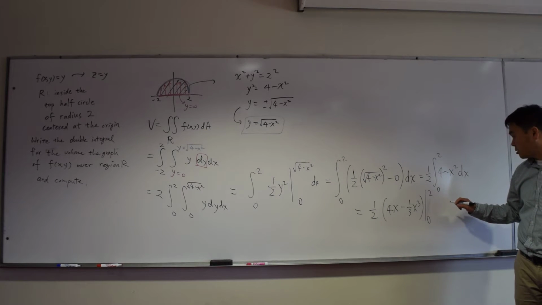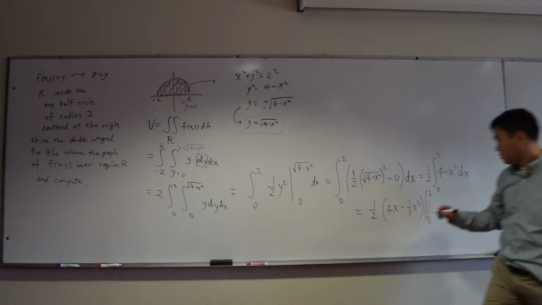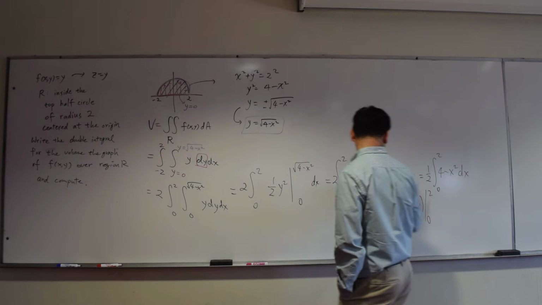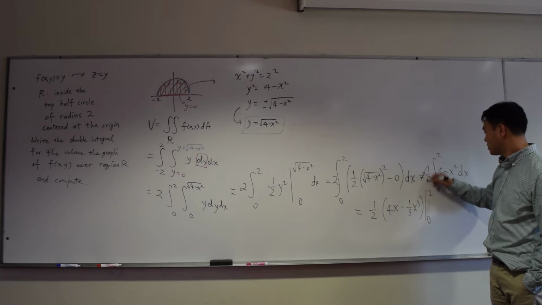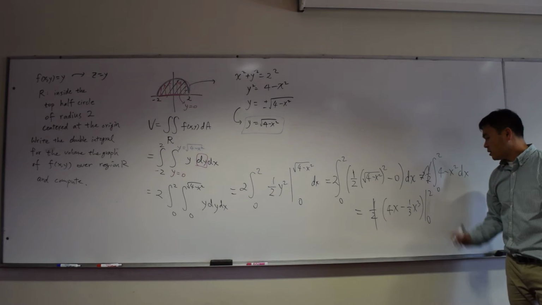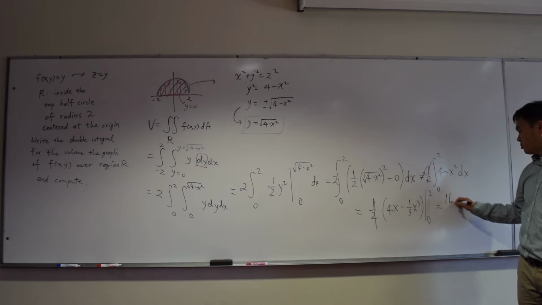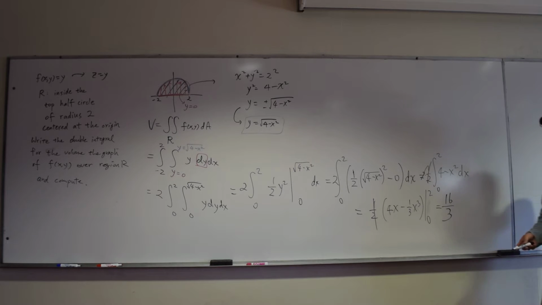You lost the 2 from before, from doubling. Oh, thank you. Forgot the 2. Oh, so that 2 just cancels. That's gone. And then, again, when you plug in 2, you get 16 over 3. Okay. So that's the answer.